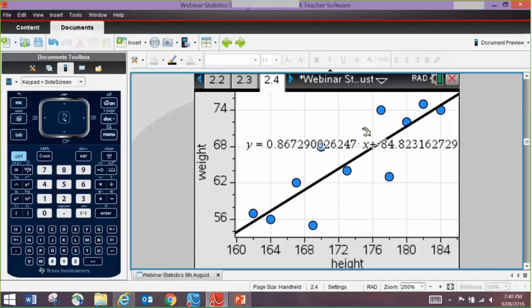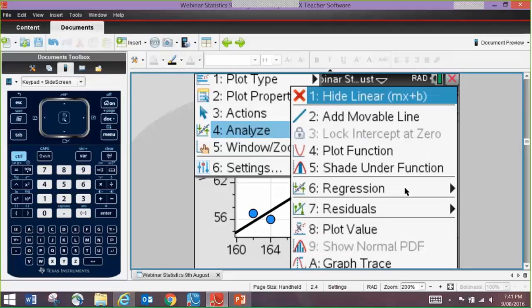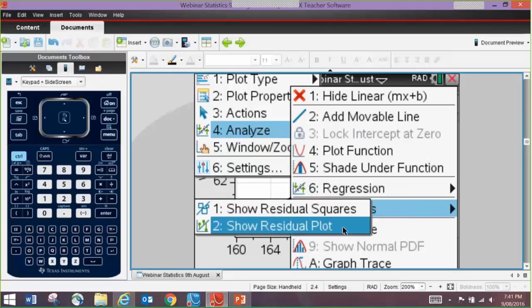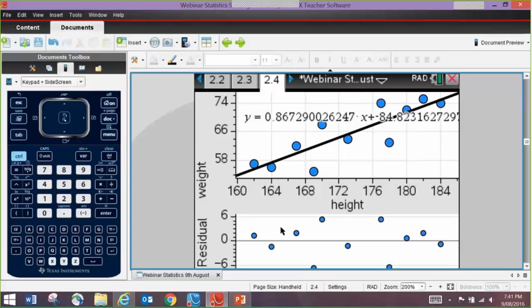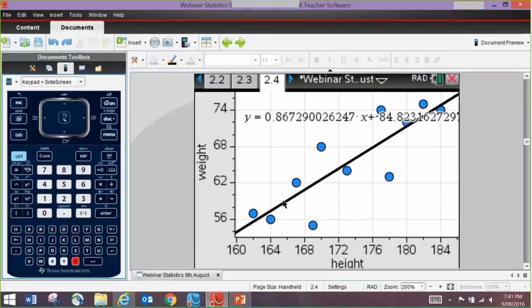And you can see there is the actual least squares regression line, and we can also, in the menu Analyze, show the residuals. So you can show the residual squares, but you can show a residual plot, and that will pop up down below. Control Z will undo your last action, so I'll just get rid of that.